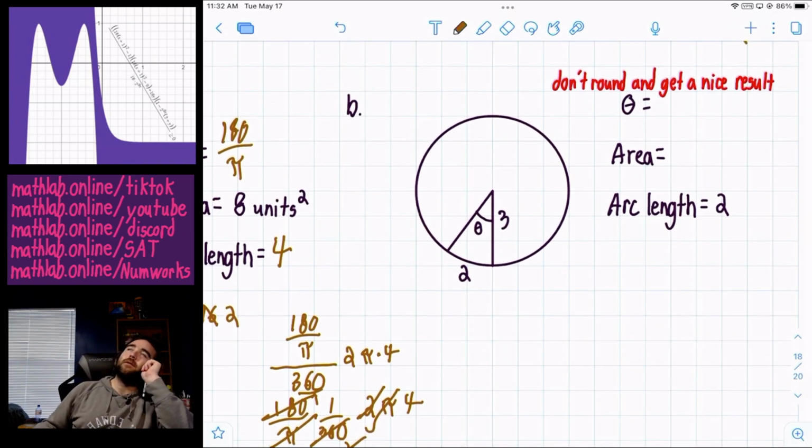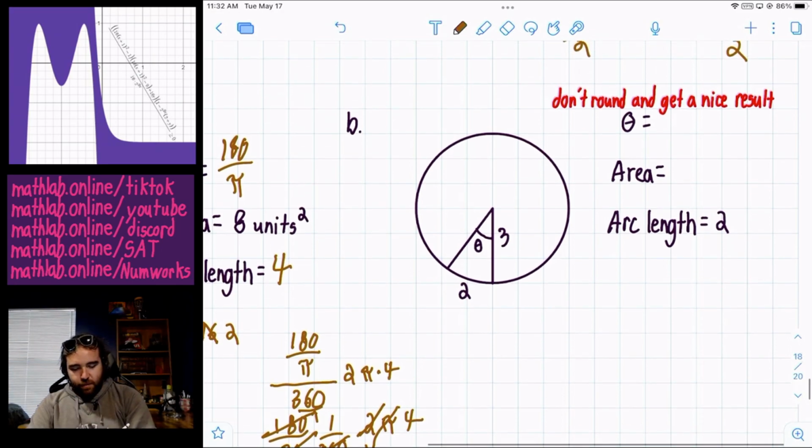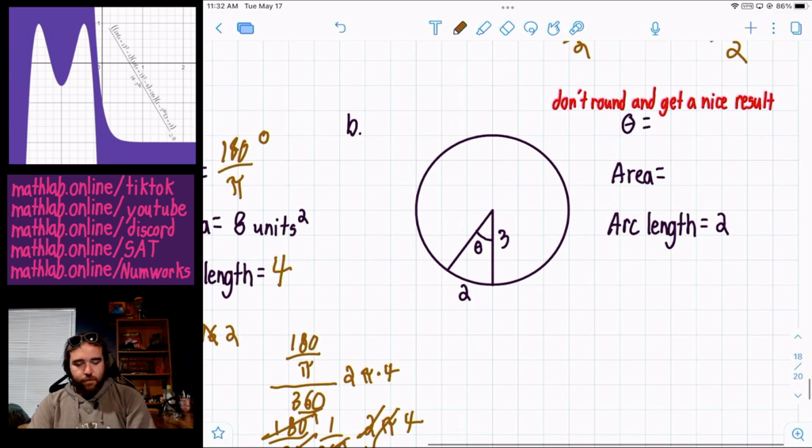Should we maybe do it in radians instead? Let's try that. So let's set this up. So let's do it in radians this time. So now we know the arc length. So we know that theta out of the full 2 pi times 2 times pi times r, while r is 3, gets us the arc length of 2.